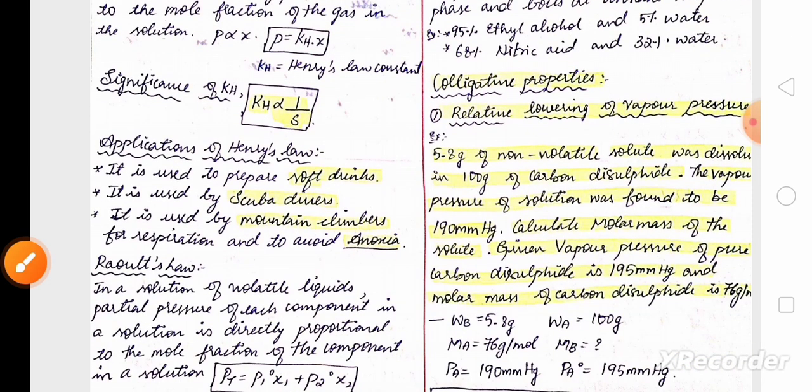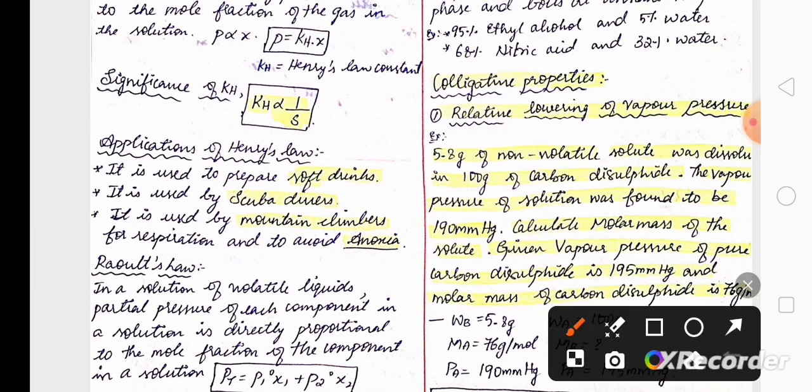Now, Henry's law applications are very important. They are used in the preparation of soft drinks. It is used by scuba divers to prevent Bends disorder, Bends condition. It is used by mountain climbers to protect from anoxia condition.